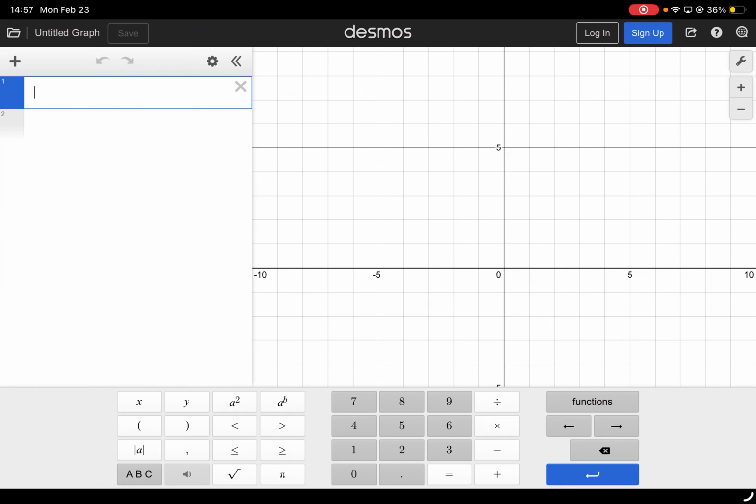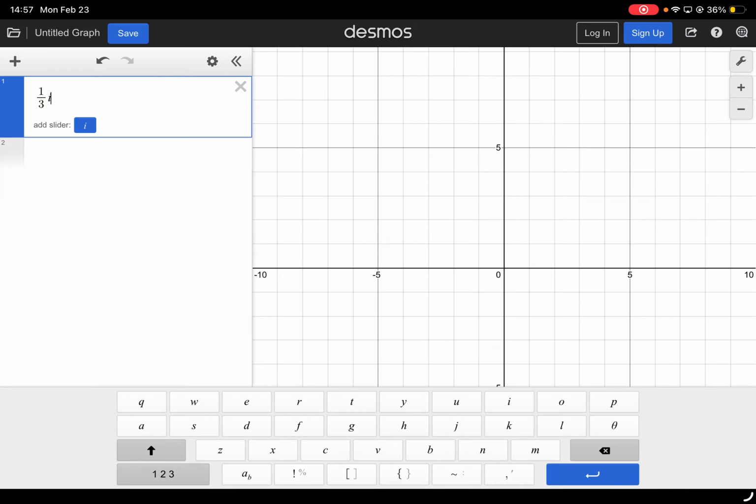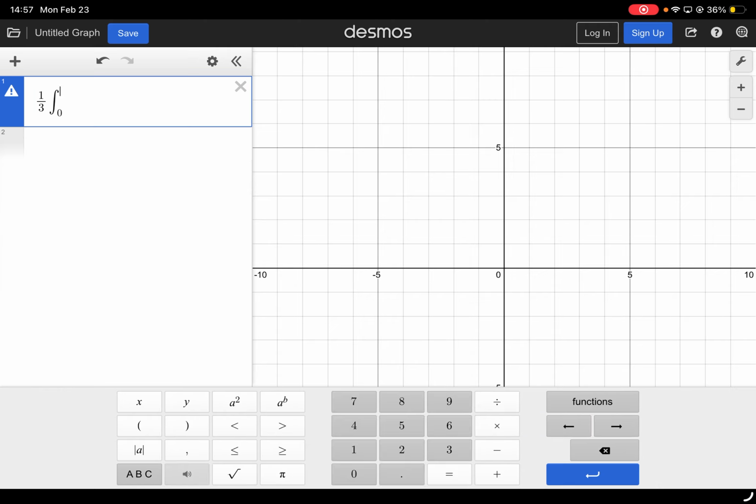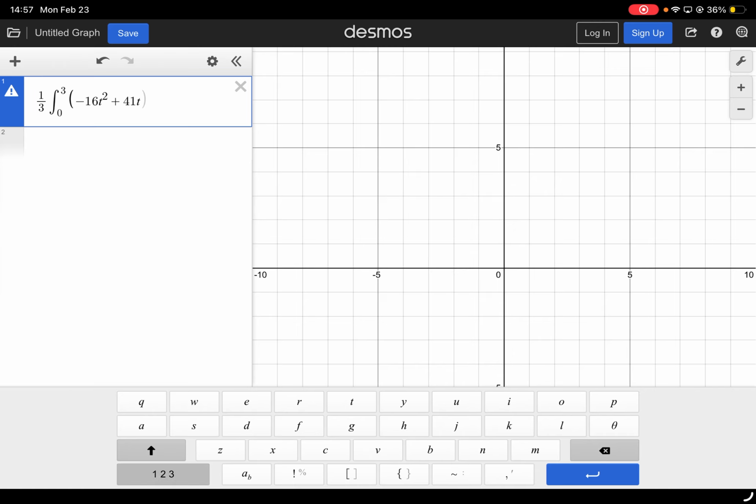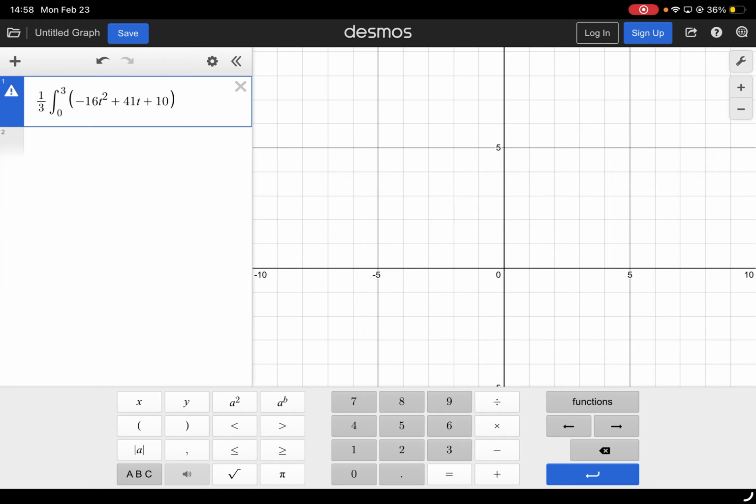Okay, so I'm going to type exactly what I have in. So I have 1 divided by 3. And then in order to do an integral, just type int. So int, and there's our integral. Then we're going to do 0 to 3. And if you have your Desmos open, you should be following along on Desmos. Make sure you understand how to use Desmos in this instance. So negative 16t squared plus 41t plus 10 dt.